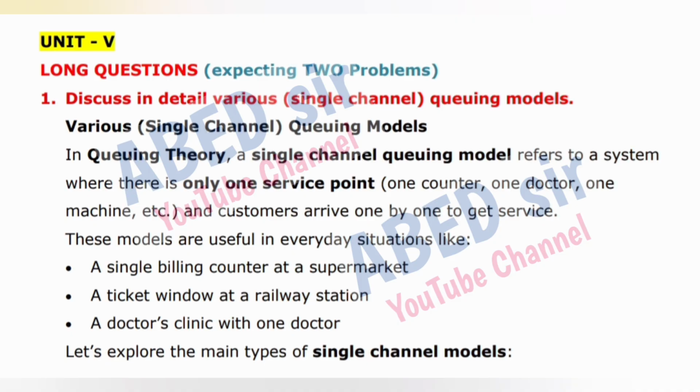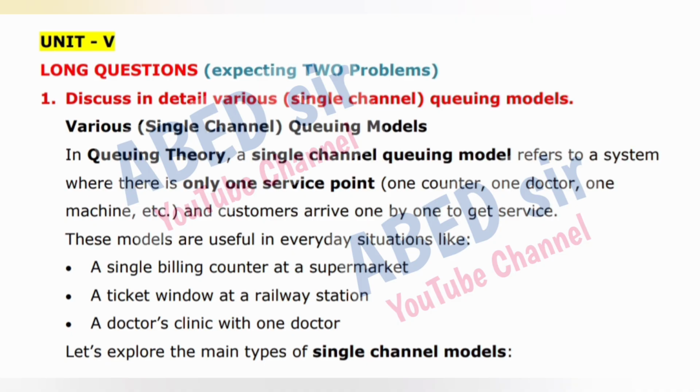In queuing theory, a single-channel queuing model refers to a system where there is only one service point, one counter, one doctor, one machine, etc., and customers arrive one by one to get service. These models are useful in everyday situations like a single billing counter at a supermarket, a ticket window at a railway station, a doctor's clinic with one doctor.